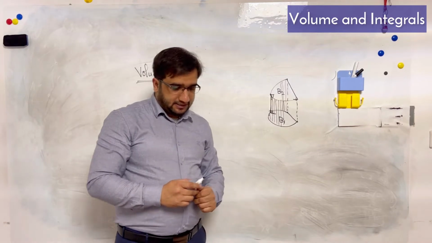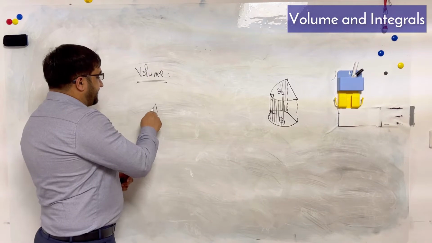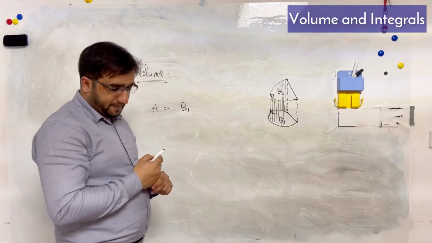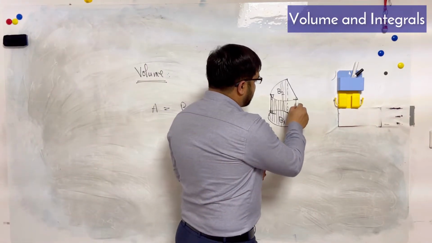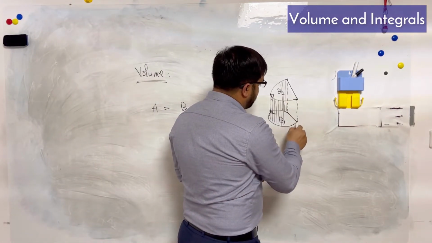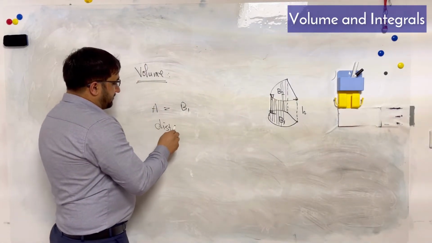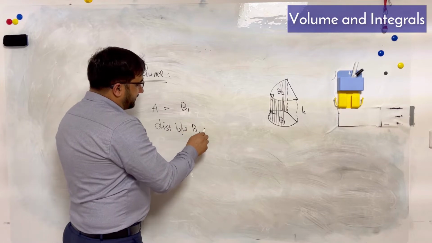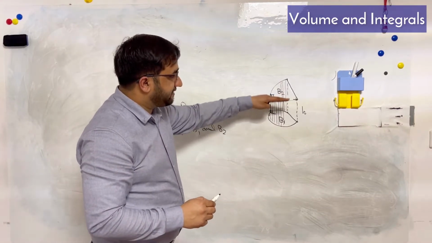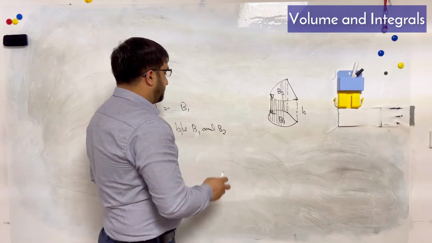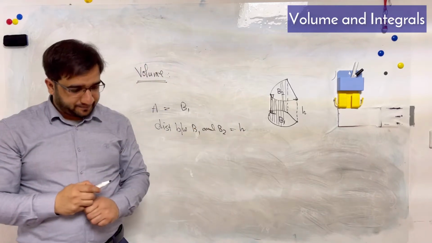Right. Now, if I say that A is the area of base 1, B1, and the distance between B1 and B2 is the height. I'm saying that the distance between B1 and B2 is the same for all the lines. That's why B1 and B2 are perfectly placed. So this distance is h.